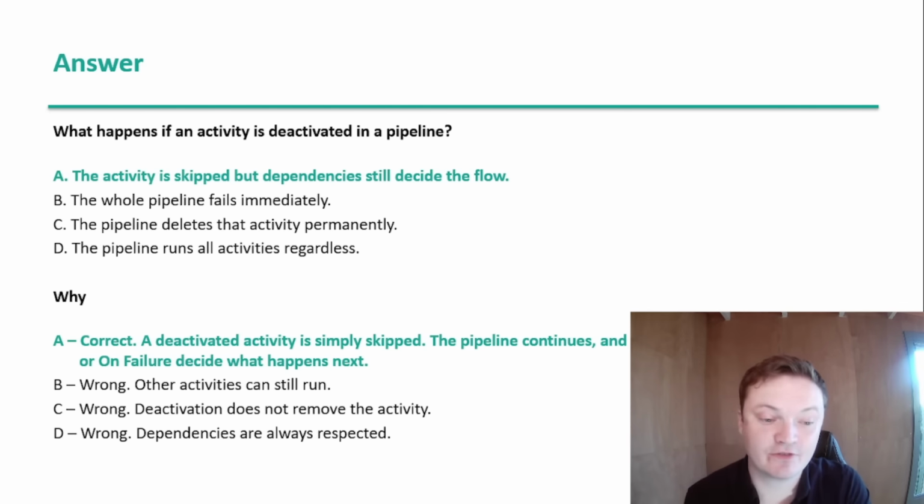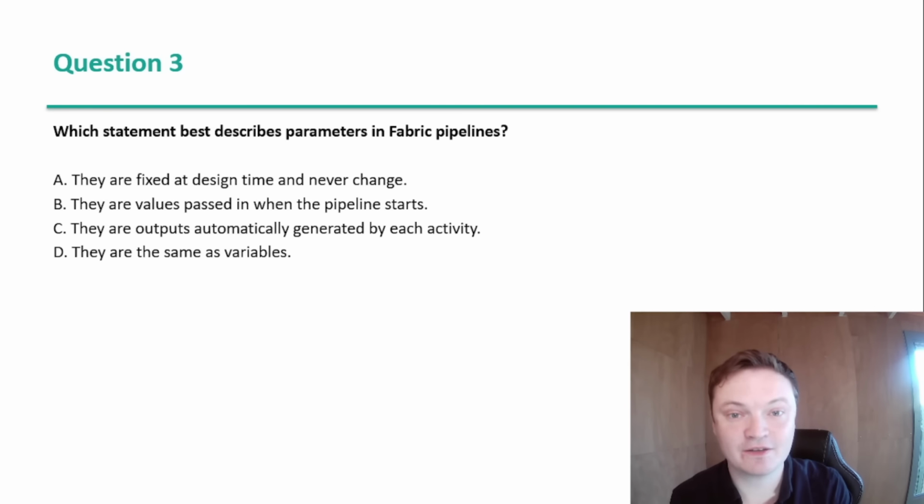B is incorrect as other activities can still run. C is incorrect as deactivation does not remove the activity. And D is incorrect as dependencies are always respected. Question 3. Which statement best describes parameters in Fabric? A. They are fixed at design time and never change. B. They are values passed in when the pipeline starts. C. They are outputs automatically generated by each activity. Or D. They are the same as variables.